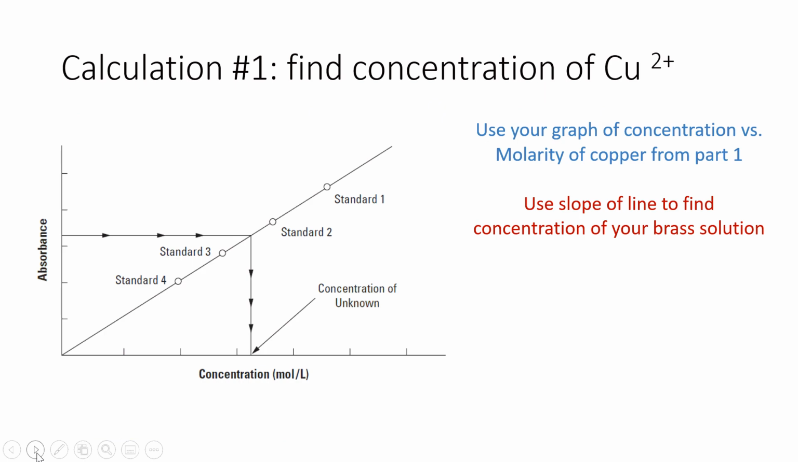So now let's take a look at what we can do with this information. How are we going to use this data to find the mass percent of copper? So the first thing we want to do is find the concentration of copper in our brass sample. So we're going to use the slope of that line to find the concentration of our brass solution. So remember, we made this graph, absorbance versus concentration, and we found the slope of it. So now we're going to use that.